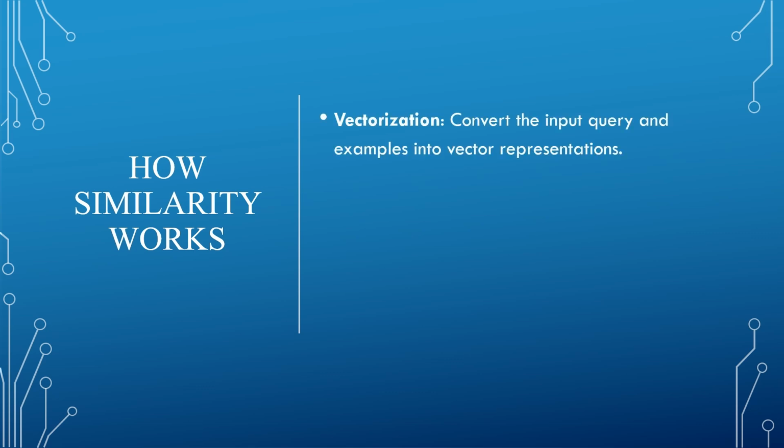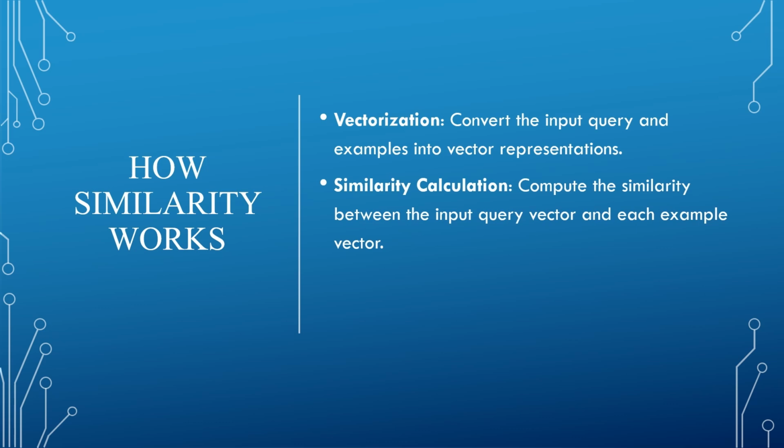First, convert the input query and examples into vector representations. This means transforming the text into numerical forms that a computer can understand and process. Common techniques for vectorization include using word embeddings like word2vec, GloVe, or more advanced methods like BERT.